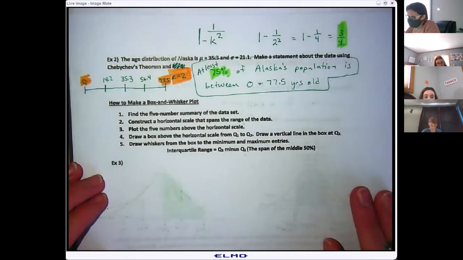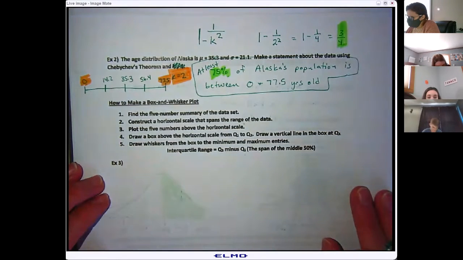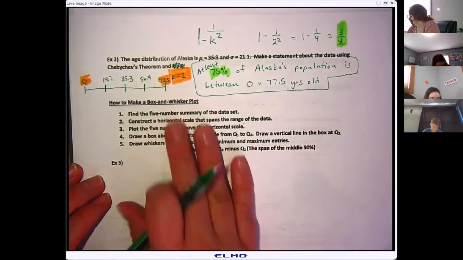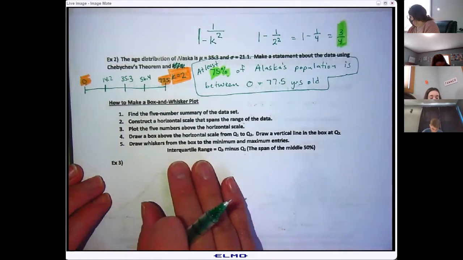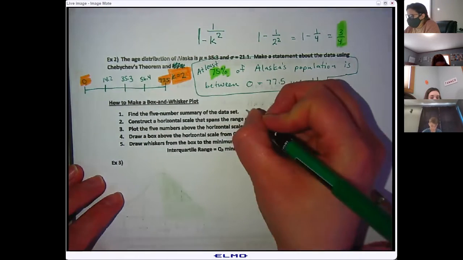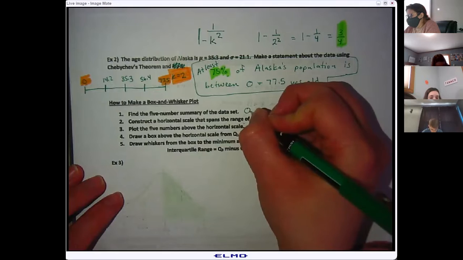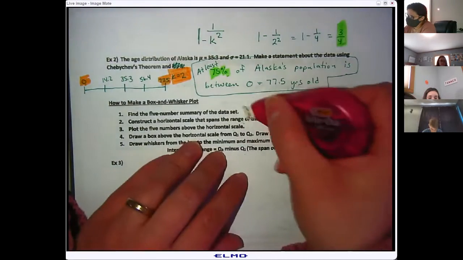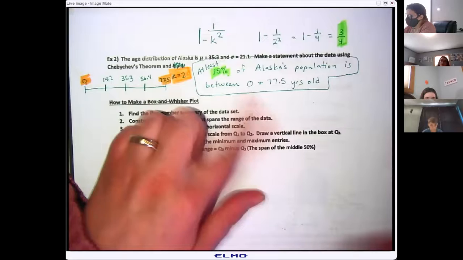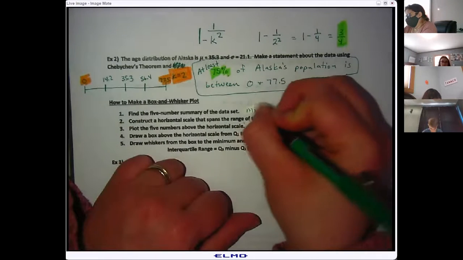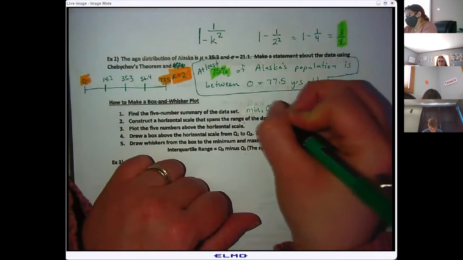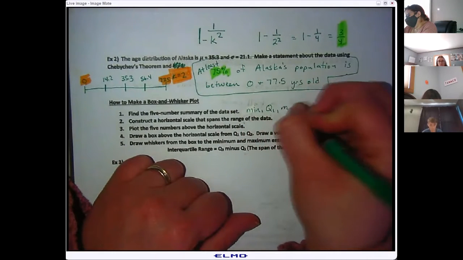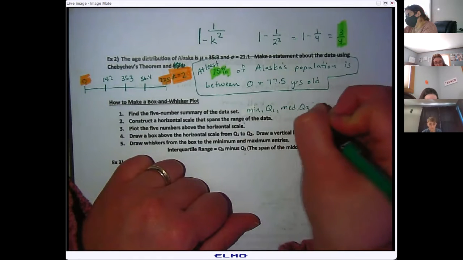All right, so next up, we're going to do a box and whisker plot. I wrote down the steps here. Find the 5-number summary of the data. That would be the minimum, you need Q1, you need the median, you need Q3, and you need the maximum.